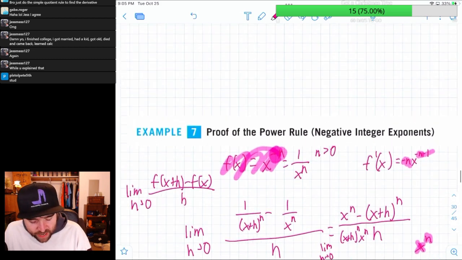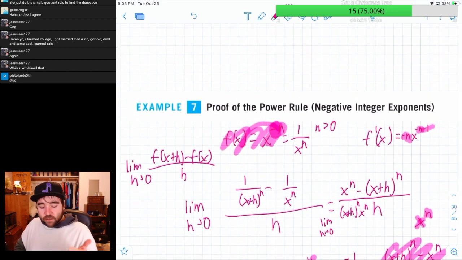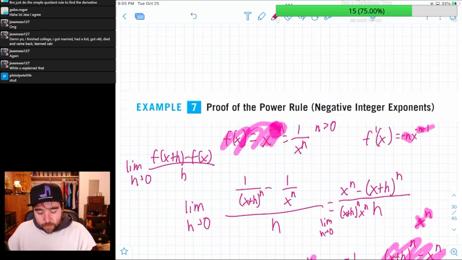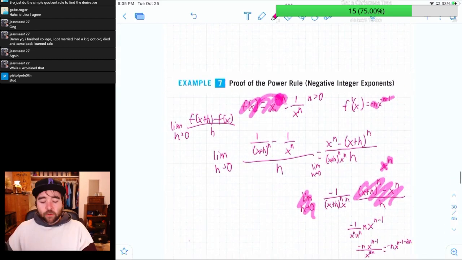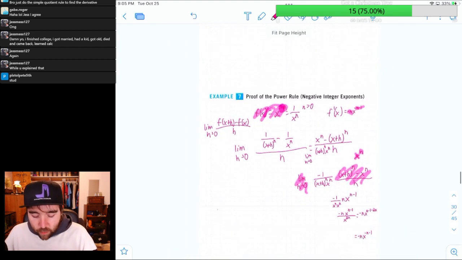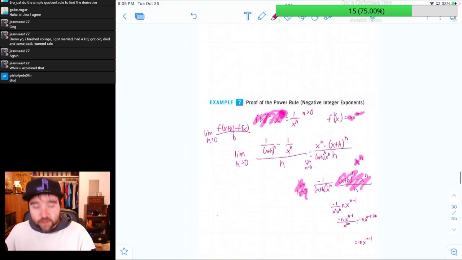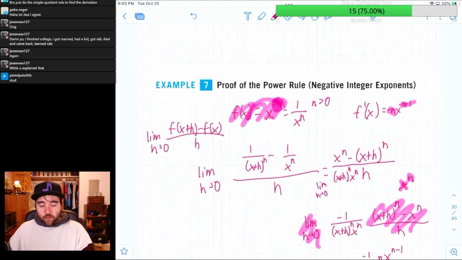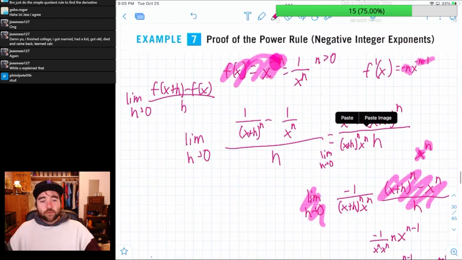So what have we proven now? We've proven the power rule for the positive integers, and we've proven the power rule for the negative integers. We've not proven the power rule for any of the numbers in between, any of the rational numbers or irrational numbers that are not integers. I mean, it works for that too, at least as far as I know. We just haven't proven it yet. But I'm sure we'll get there. That was a cool proof. That was neat.